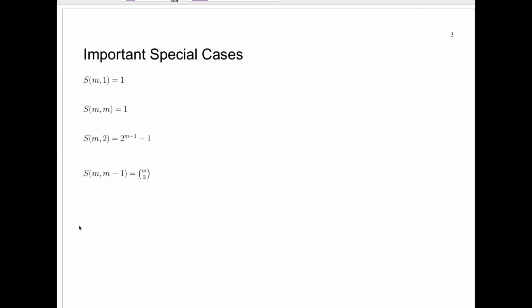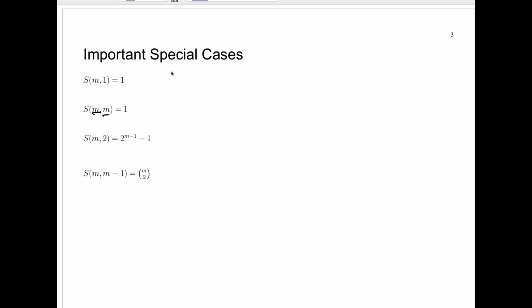Here are some important special cases. What is S(m,1)? Well, this counts the number of ways you can partition an m-element set into a single non-empty part. The whole set. One way to do it. That's just one. How many ways are there to partition an m-element set into m non-empty parts? Well, again, there's only one way to do it. What is that way? Just m singleton sets. Each individual element in its own set. That's the only way to do it.